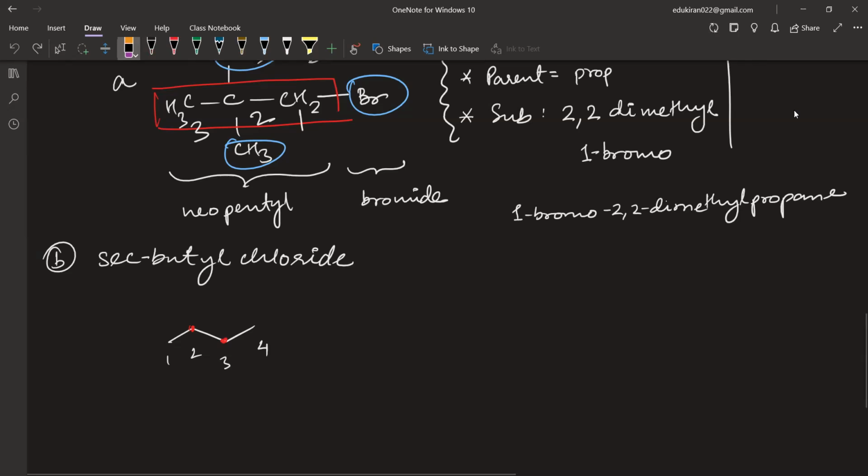So what you will do? You will either attach a chlorine in the third carbon or the second carbon. पूरा ही मिल गया. So you'll attach here chlorine. This is secondary butyl chlorine. Sec butyl chlorine. Clear? Yes or no? Please tell me.